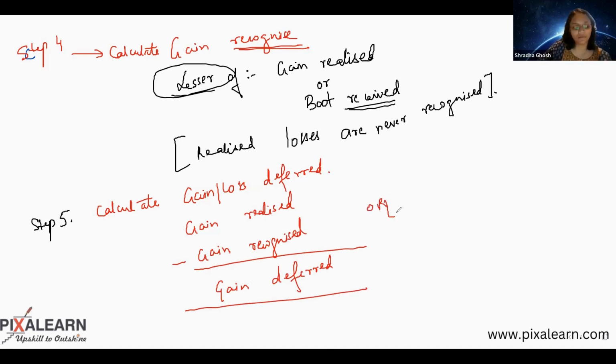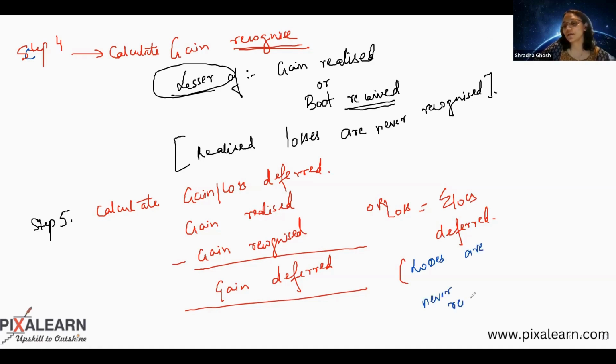Remember, this is the gain. If it is loss, then the total of loss is deferred. We never recognize any losses, guys. Why? Because loss is never recognized. Is that clear? Is it clear, guys?